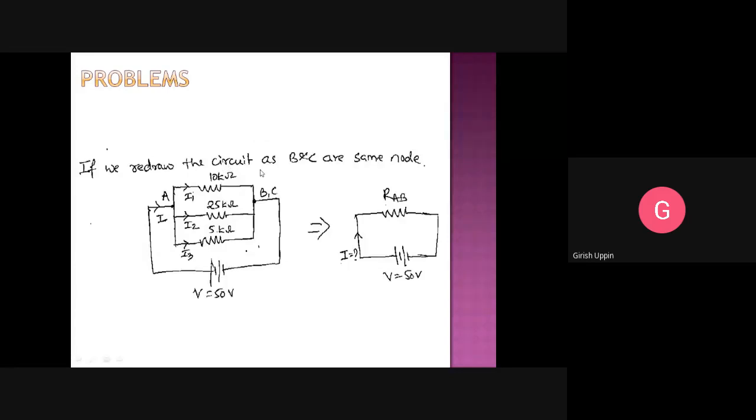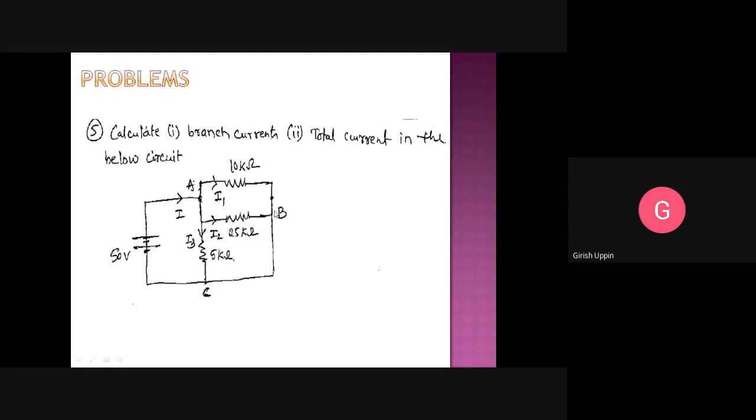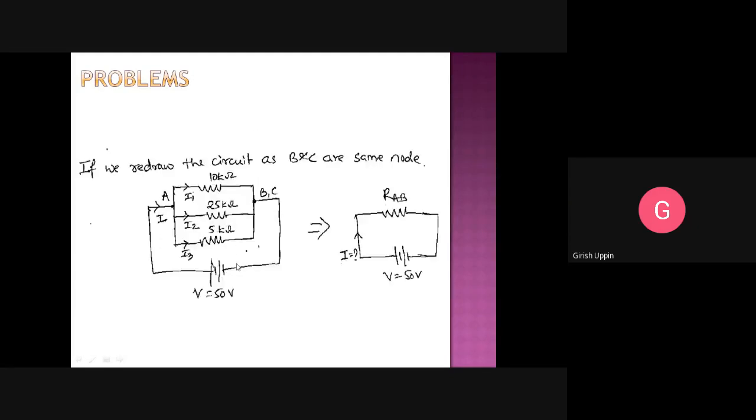Okay, let me go to the next slide. Redraw the circuit like this. B and C are the same node, so what I have done, B and C are the same node, and you can redraw the circuit, which now looks like a very simple circuit. So 10 kilo ohm, 25 kilo ohm, 5 kilo ohm, they are connected in parallel to 50 volts. And this can be replaced with equivalent resistance RAB.